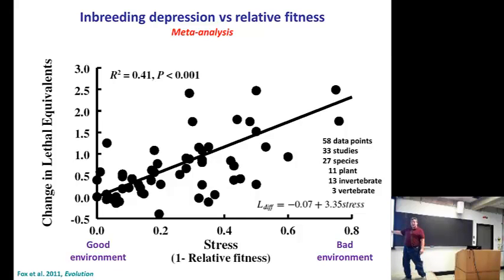It's a slope here that is for about every 30% decline in outbred fitness, 30% stress, you get an increase of about 1 lethal equivalent. So a relatively steep slope. Not as steep as in my experimental study I showed you a second ago, but nonetheless fairly steep.